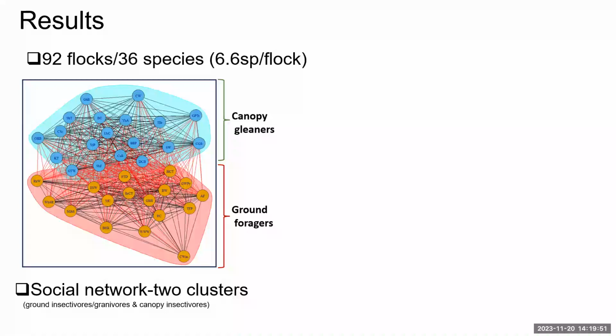The yellow nodes are mostly granivores. There are a few insectivores, but they're mostly granivores, and the blue dots are insectivores that forage on tree tops. As you can see, there is that partitioning in our social network, but there's also a lot of interaction indicated by the red edges, or the red lines. So there's a lot of interaction going on between these two communities. That was exciting to see.